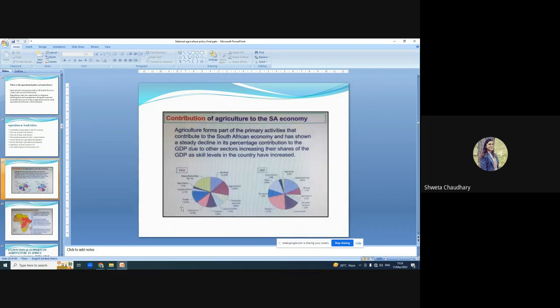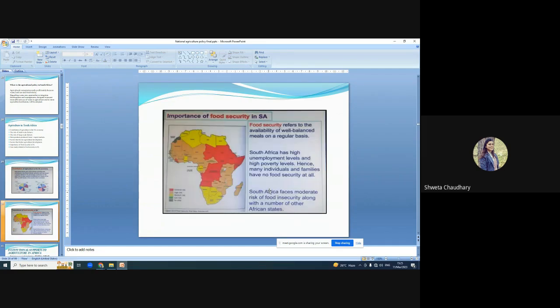There is a case study also. So the contribution of agriculture to the South Africa economy, here you can see the contribution has now increased in many sectors. In the agriculture sector, this is not so clear. In the manufacturing sector, it was 18.1, now it is 18.2. In agriculture, 3.2 here, but here it is 16.5 earlier. So there has been an increase in the share of contribution of the agriculture sector in the SA economy.